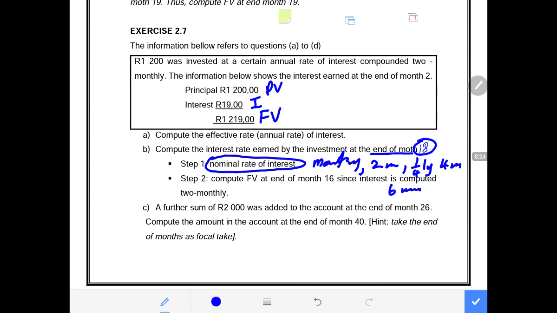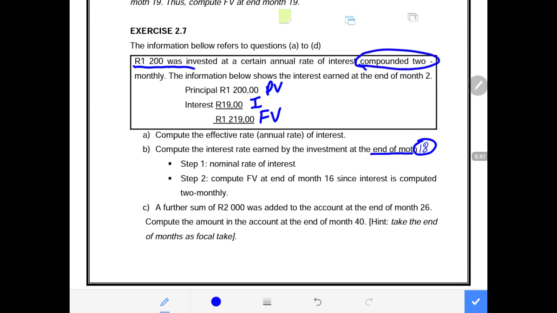This is not compounded once a year, which is annually, which is the one that we calculated. So we need to calculate the rate that is compounded 2 monthly, because in this case, the amount of 1,200 was invested at a certain rate of interest that is compounded 2 monthly. So we first need to calculate that rate. So now let us calculate that rate, which is the nominal rate of interest.